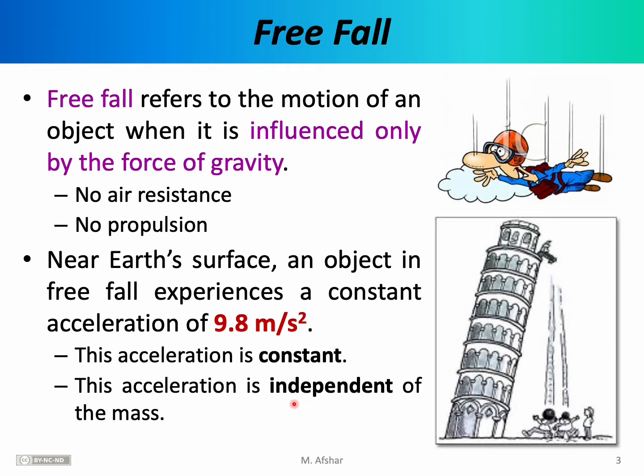For now, what is important to remember is that when you are told an object is in free fall, you need to remember that it falls with a constant acceleration of 9.8 meters per second squared. And because that acceleration is constant, we can use the kinematic equations to analyze its motion. We can use the kinematic equations to answer questions like how long does it take for the ball to hit the ground, or how fast will it be going when it hits the ground, and things of that nature.